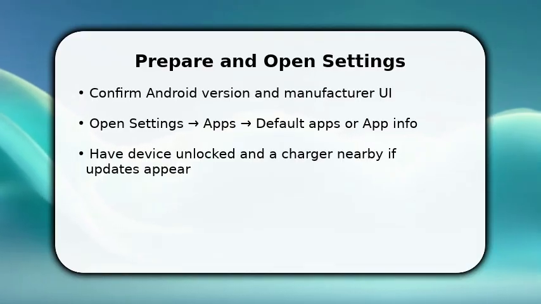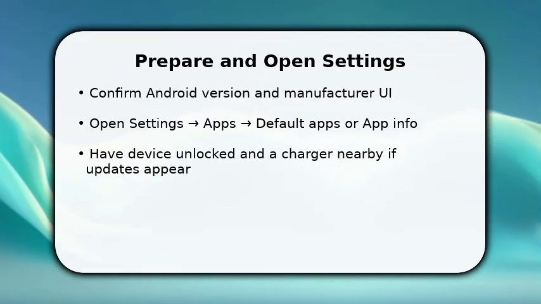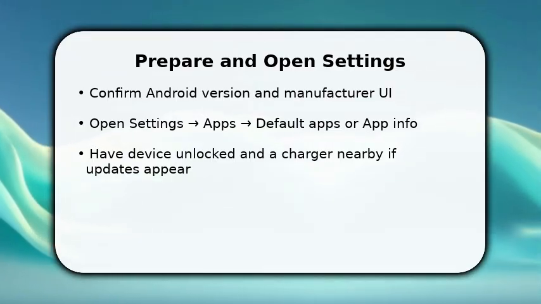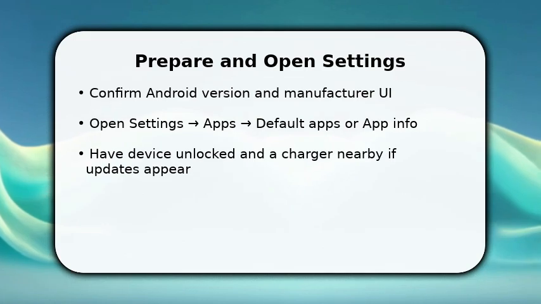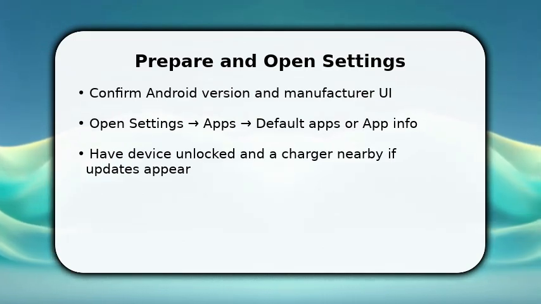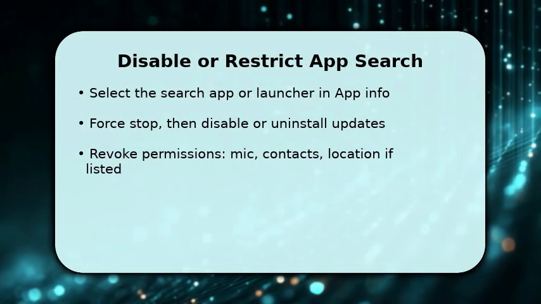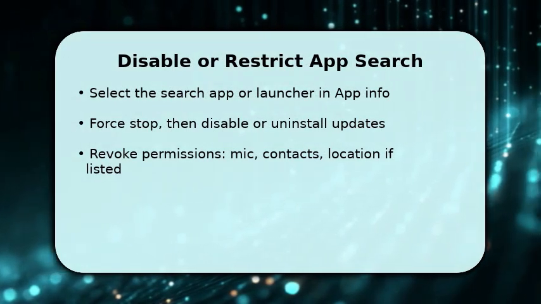If prompted to update Google or system apps, postpone until after you stop search to avoid automatic reinstalls. Now move directly to the app controls we need. You now pick the search app or device launcher from that list and tap it. First, force stop to halt active processes.